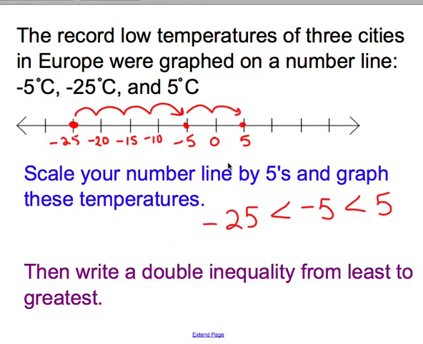And then we scaled a number line by fives. Remember, you always want to have equal intervals here. And you put these really cold temperatures on the number line. And -25 was less than -5, which was less than 5 degrees Celsius. And then you wrote a double inequality to represent that. Remember, if you scale by fives, then it's like skip counting by fives. And you must have all of these spaces represent the same amount. That's what equal intervals are.